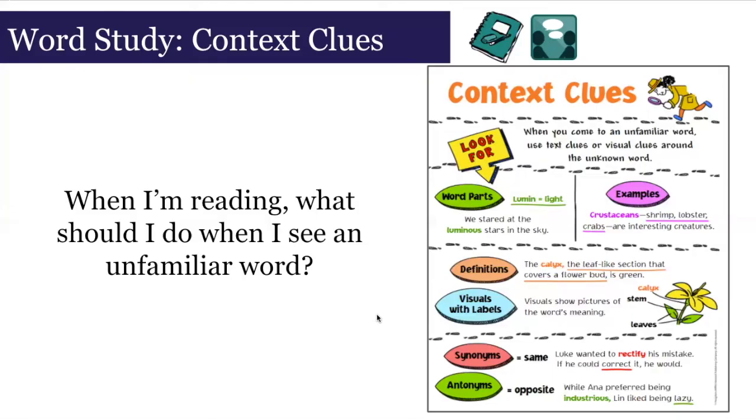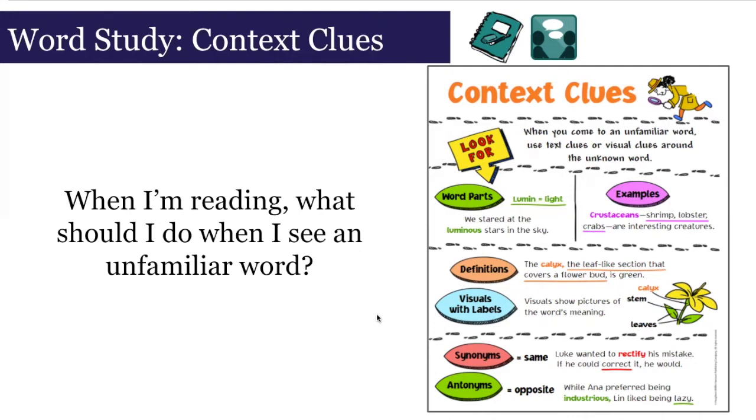Let's get started. When I'm reading, what should I do when I see an unfamiliar word? Take a moment and look at the following anchor chart. You'll see that there are different types of context clues. Those include word parts, meaning you should look for clues inside the unfamiliar word. Word parts can give you clues as to what the word means. Another type of context clue is an example. Examples will have signal words like such as, for instance, or for example.